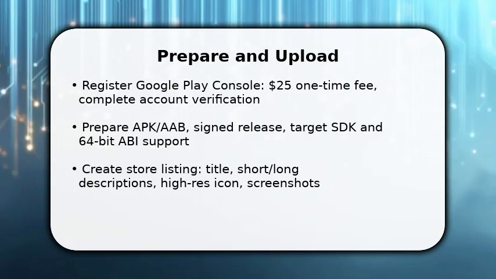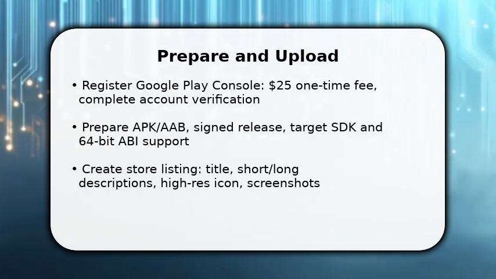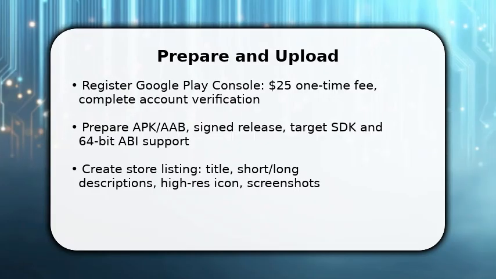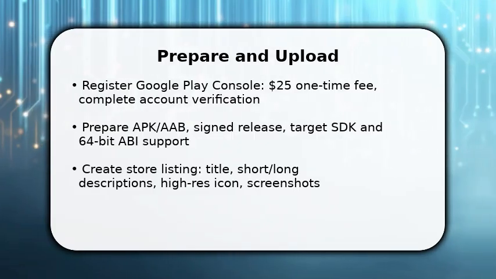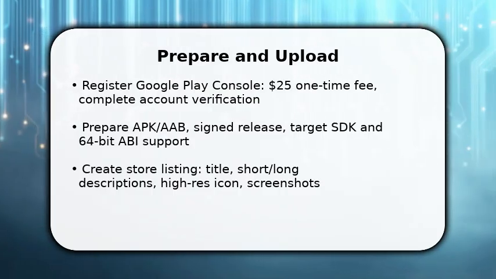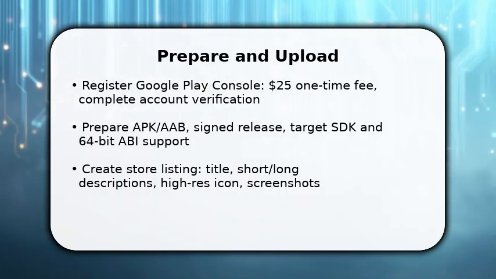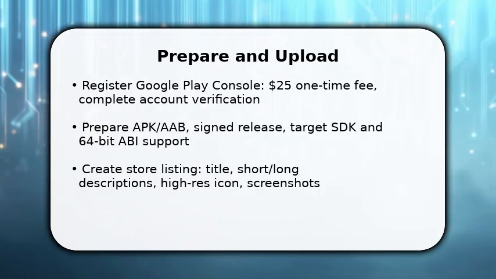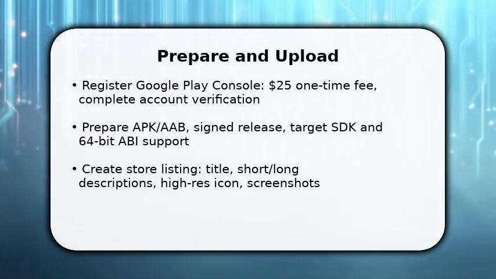You start by getting your Play console ready and uploading a production-ready build. Make sure you paid the $25 fee and verified your identity, because Play won't publish unverified accounts. Once done, sign and export an AAB or APK with Target SDK and 64-bit support so installs aren't rejected.